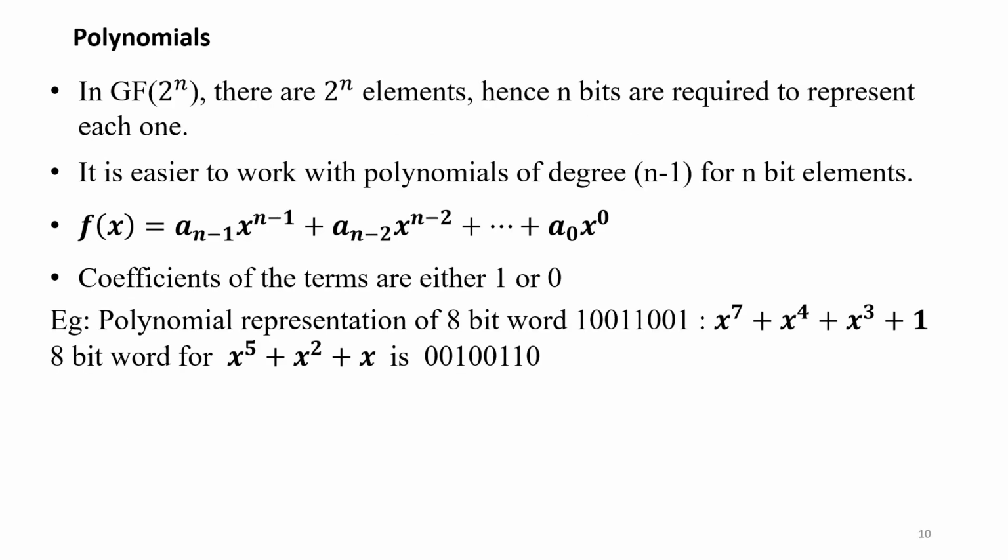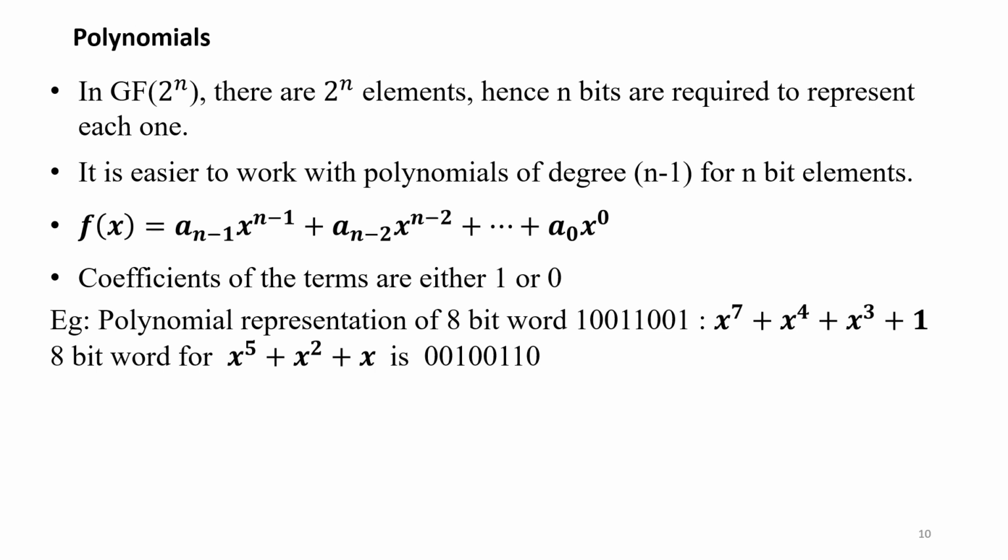Polynomials. In GF(2 raised to n), there are 2 raised to n number of elements. Hence, n bits are required to represent each one. It is easier to work with polynomials of degree n-1 for the n-bit elements. f(x) equal to a(n-1) x raised to n minus 1 plus a(n-2) x raised to n minus 2 up to a0 x raised to 0. Coefficients of the terms are either 1 or 0.